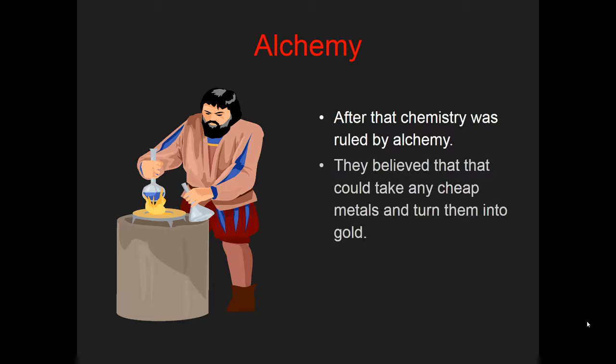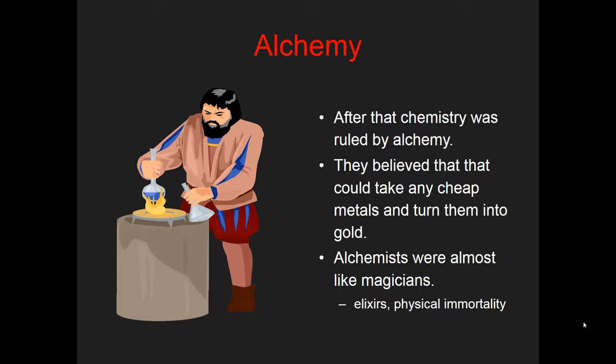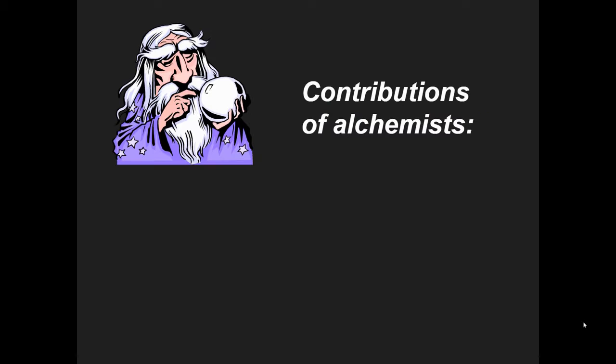But basically, people were trying to understand the world around them, understand matter, by trying to change cheap materials into expensive materials like gold. A lot of old Middle Age movies and stuff talk about alchemy as kind of like a magician, and that's actually kind of what some of them were. They made elixirs for physical immortality and potions and things like that. So again, not necessarily 100% science during this time period, but they did make some contributions to science.